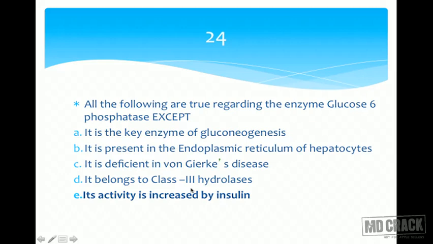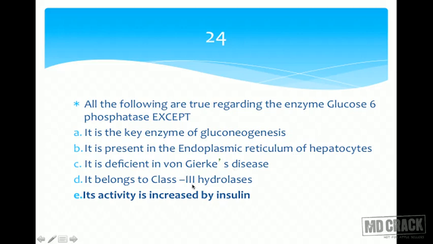The rest all of it are true. It is a key enzyme of gluconeogenesis and also glycogenolysis. It is present in the endoplasmic reticulum of the hepatocyte. You might be wondering, it should have been present in the cytoplasm. You have all read that gluconeogenesis takes place in the cytoplasm, except for this enzyme, glucose 6-phosphatase, which is present in the endoplasmic reticulum. It is deficient in von Gierke's.